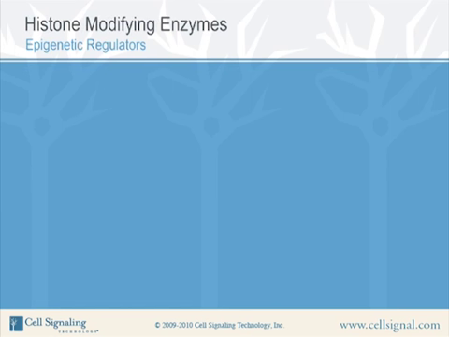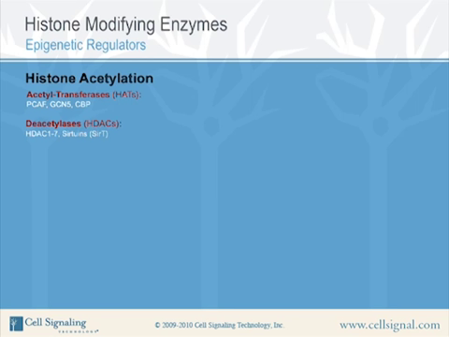Histone-modifying enzymes. Histone modifications are carried out by a number of histone-modifying enzymes, also referred to as epigenetic regulators. For example, histone acetylation takes place through the action of acetyltransferases, HATs, such as PCAF, GCN5, and CBP. This process is reversed by histone deacetylases, HDACs, and a family of deacetylases referred to as sirtuins. Acetylation takes place on lysine residues and usually results in transcriptional activation, whereas deacetylation results in repression.